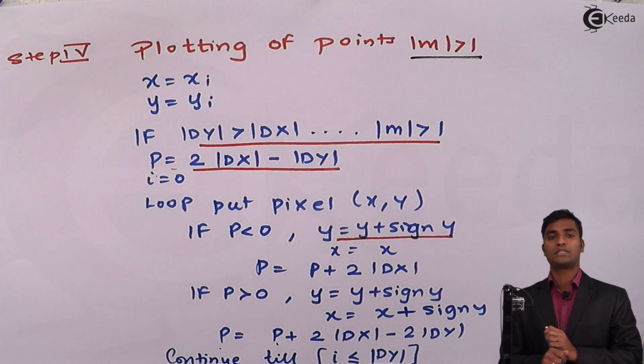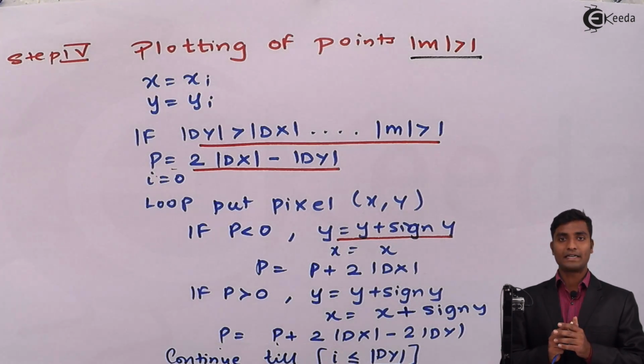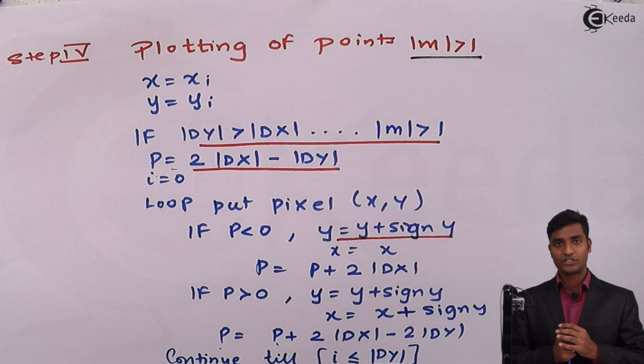So these are the algorithm steps for slope less than 1 and slope greater than 1 for Bresenham's line generation.